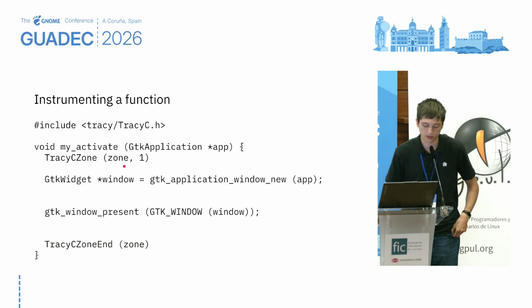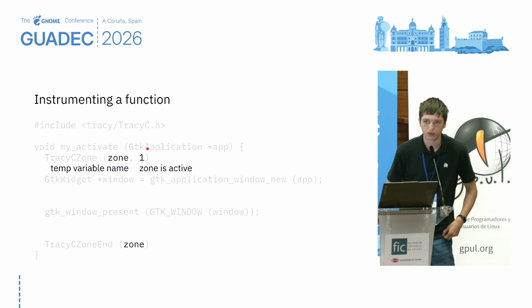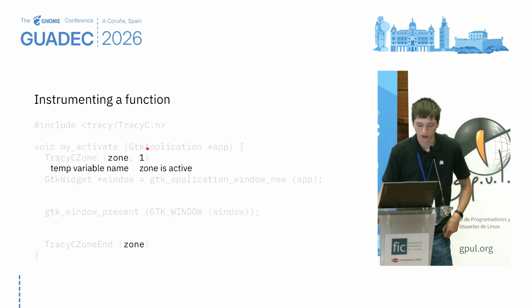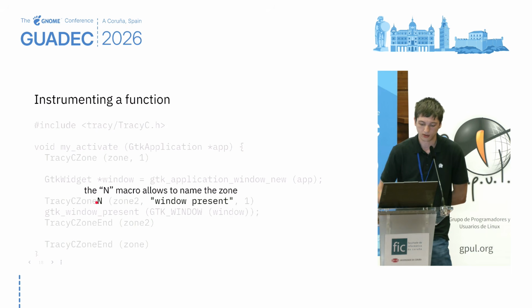These two macros, TracyCZoneC starts the zone, TracyCZoneEnd ends the zone. They take two arguments. The first one is just a variable name to store the zone in, and the second one is whether the zone is active, in case you want to do some dynamic toggling. Also, as I mentioned, Tracy zones can be nested. So let's say that we want to measure this gtk_window_present call separately from the rest of the function. So we want to see how much of this function is taken by gtk_window_present specifically. For this, I'm using the TracyCZoneN macro. The N allows you to pass an explicit zone name, in this case window present. If you use the normal macro, it will just use the name of the function.